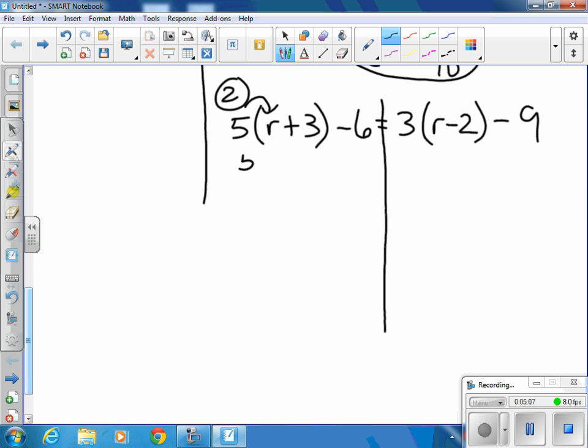5 times r is 5r. 5 times 3 is plus 15. Bring down the minus 6. Go to the other side and distribute your 3. 3 times r is 3r. 3 times negative 2 is negative 6. And bring down the minus 9.